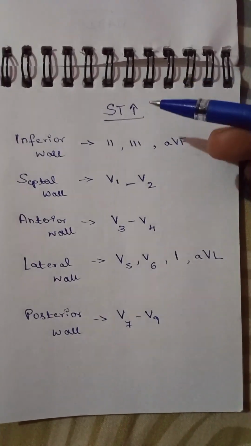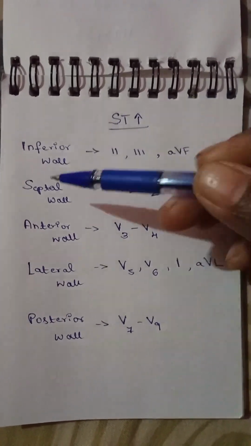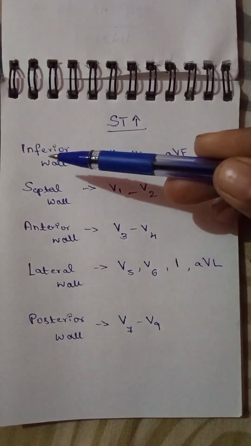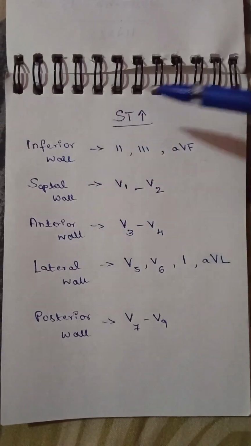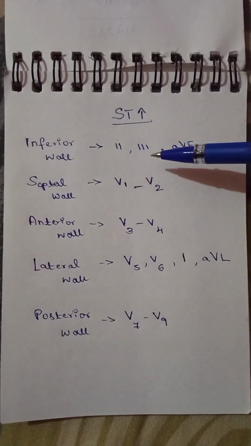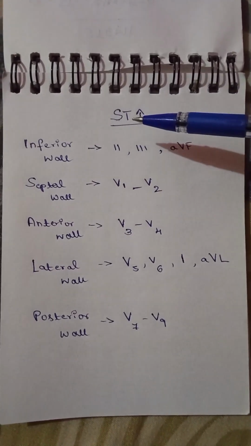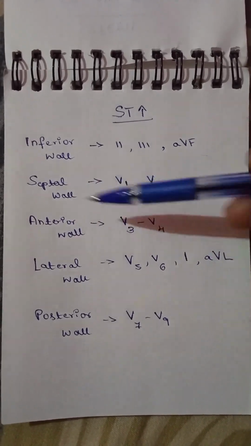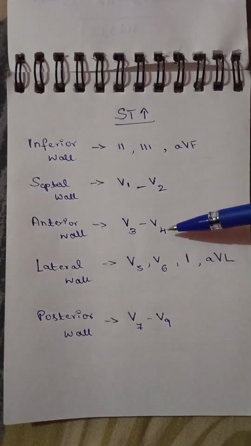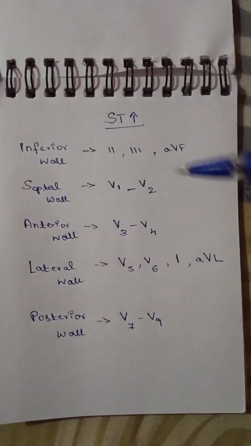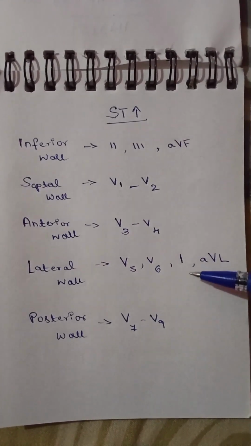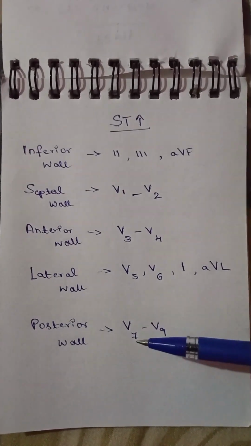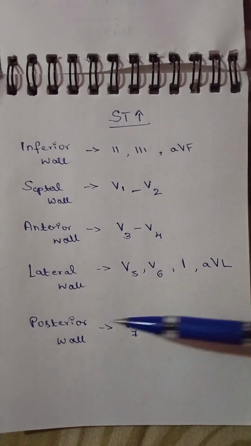So, which wall is affected with the MI? If you see ST elevation in lead 2, 3 and AVF, it is inferior wall MI. The inferior wall is affected. If you see ST elevation in V1 and V2, it is septal wall MI, and if V3, V4, it is anterior wall MI, and V5, V6, 1 and AVL ST elevation is lateral wall MI. V7 to V9 ST elevation is posterior wall MI.